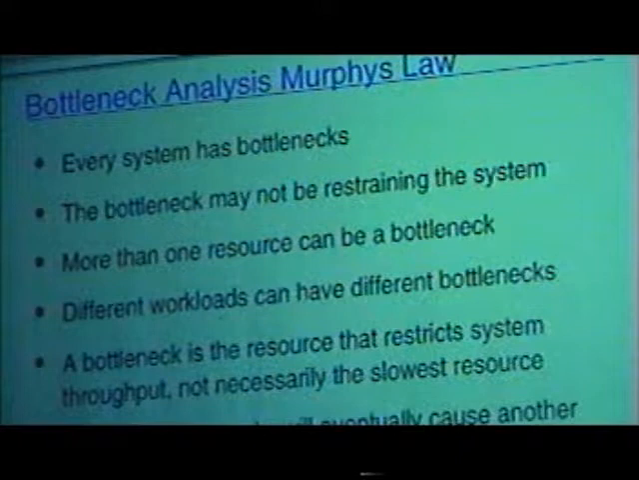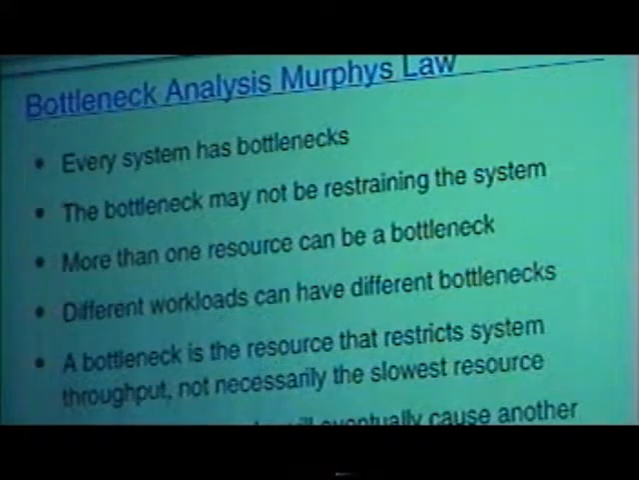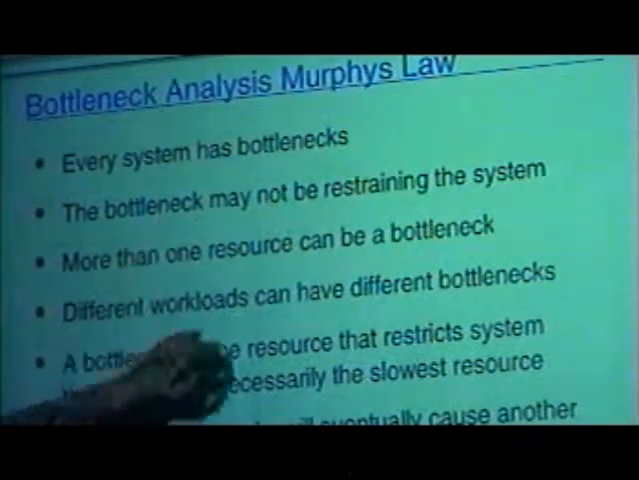So here are my little bottleneck rules. First of all, every computer has bottlenecks. That will always be true because we deal in finite resources. However, the bottleneck may not be restraining the system. When I take the freeway in California and I'm driving down and I've got 5 lanes, if it's 3 in the morning, I'm not bottlenecked. In fact, those 4 lanes could go down to 2 lanes, and if nobody's on the road, I'm not bottlenecked. But if that freeway is fully full, then I do experience the bottleneck. So we may not be restraining the system.